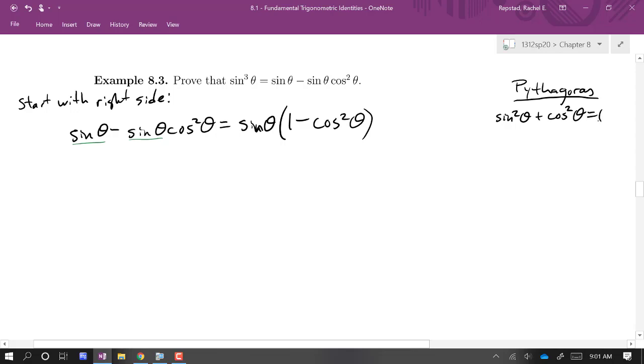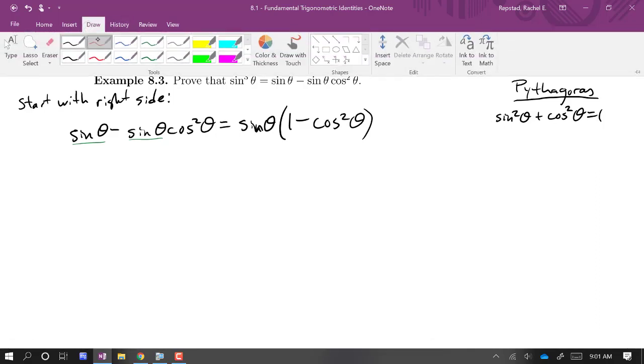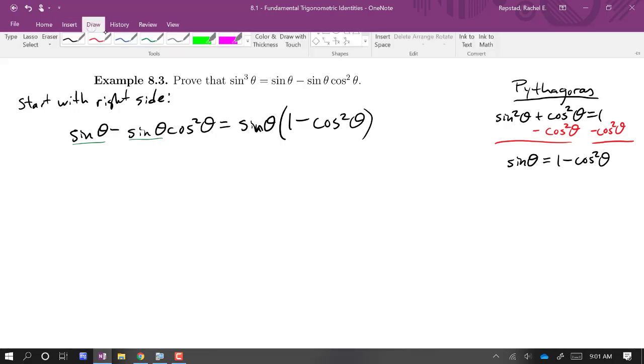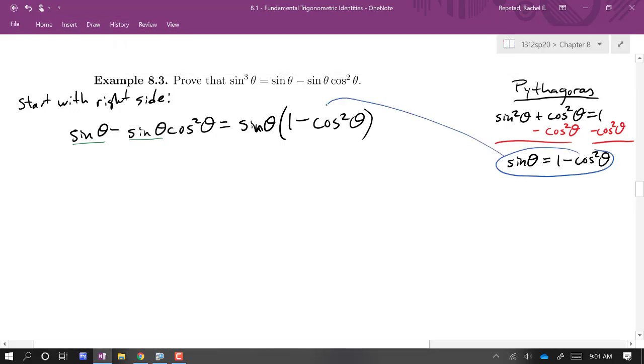Now, on the one hand, if I see sine squared theta plus cosine squared theta, I can replace it with 1. But also, if I take this equation, let's say I subtract cosine squared theta from both sides, then we arrive at the equation sine squared theta is 1 minus cosine squared theta. And I can now make that substitution. So 1 minus cosine squared theta here is the same as sine squared theta. I left off this square. So I can replace that factor of 1 minus cosine squared theta with a factor of sine squared theta. And now sine theta times sine squared theta is sine cubed theta. And we can declare victory.